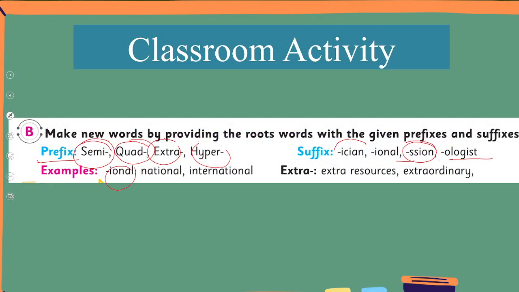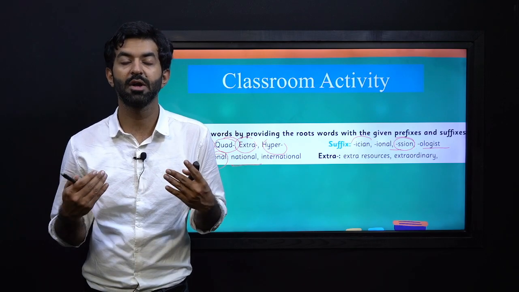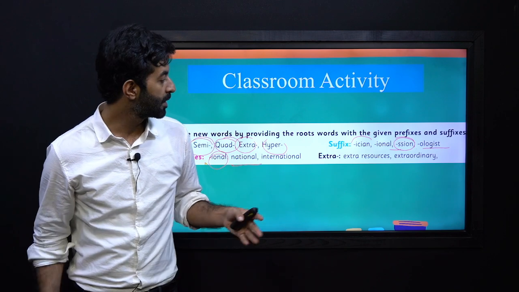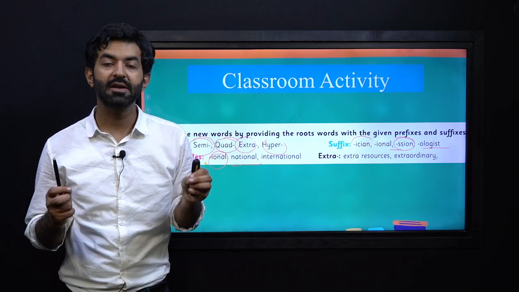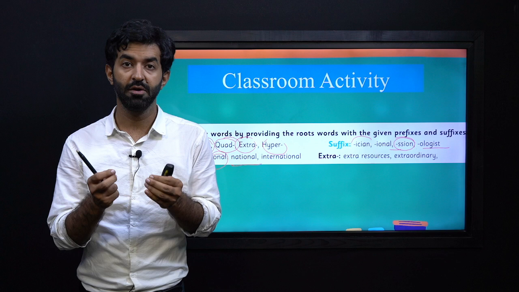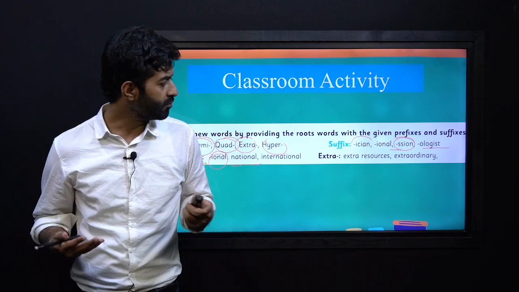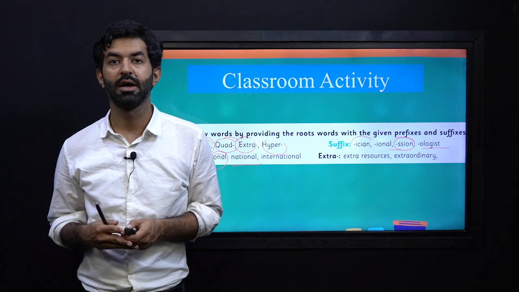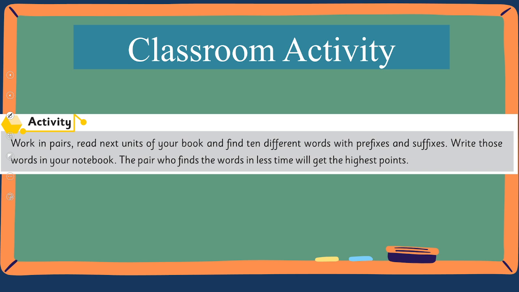For ional, you can make national or international. You added a prefix inter before national, and that becomes a new word, international. Extra is your prefix, and you can make words like extracurricular, extraordinary, extra resources, etc.